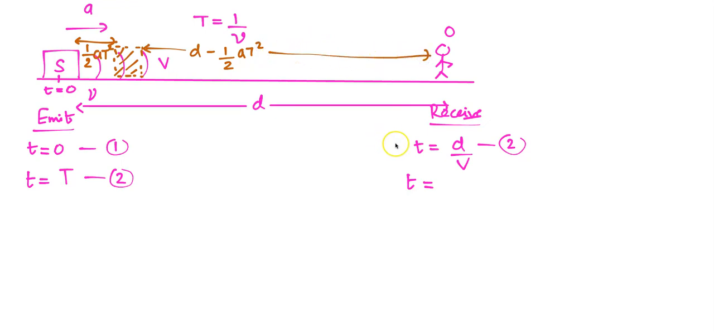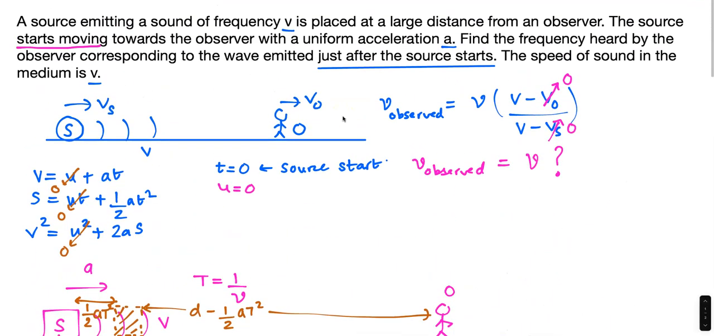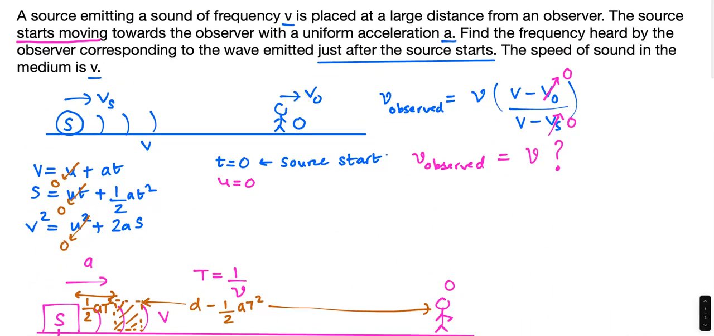To reach here. And so this is going to reach at a time, so it started at t equal to t, and then it's going to take how long to reach? Well, that's just the distance divided by the speed, okay? And this is the time at which, oh, I think I meant to write 1 here. So this is the time at which the first wave was received, and this is going to be the time at which the second wave is going to be received, right? And now we actually understand what they mean by corresponding to the wave emitted just after the source starts, okay?